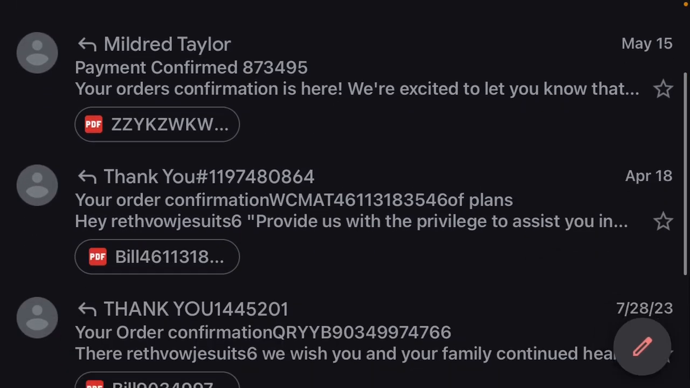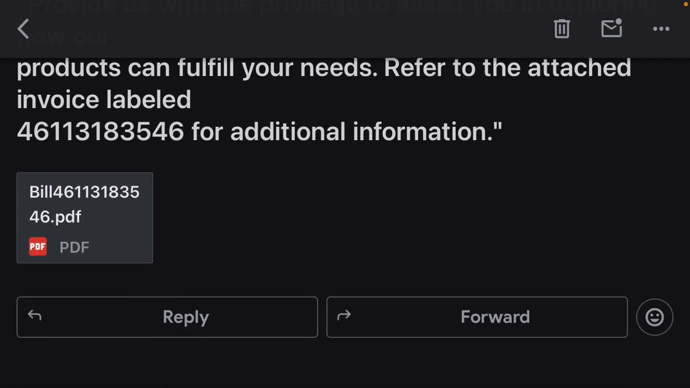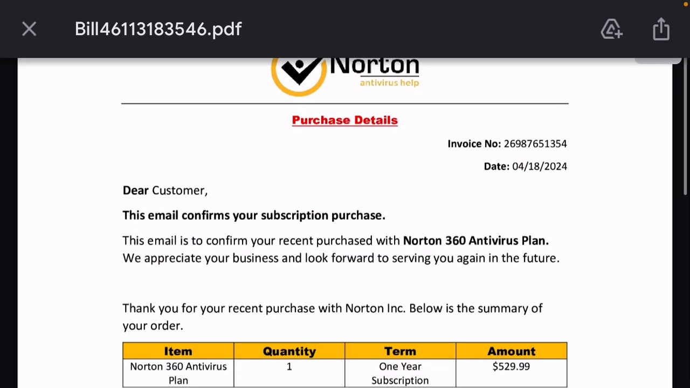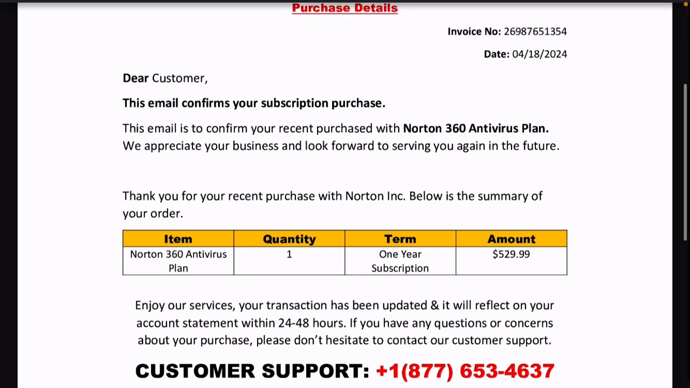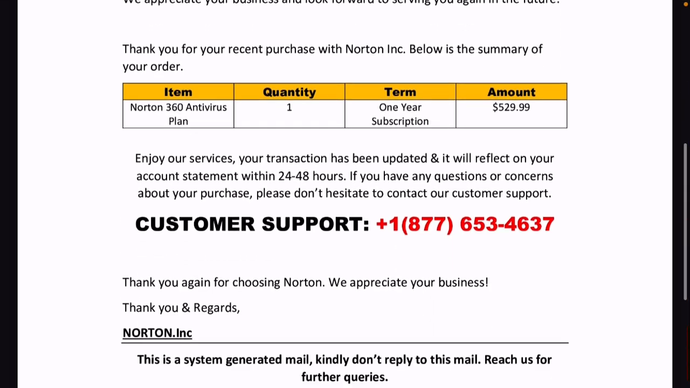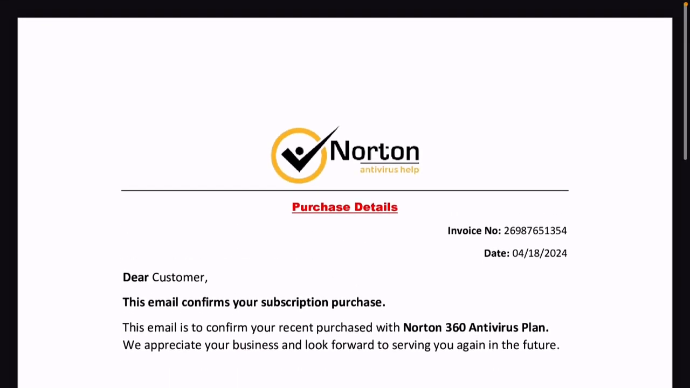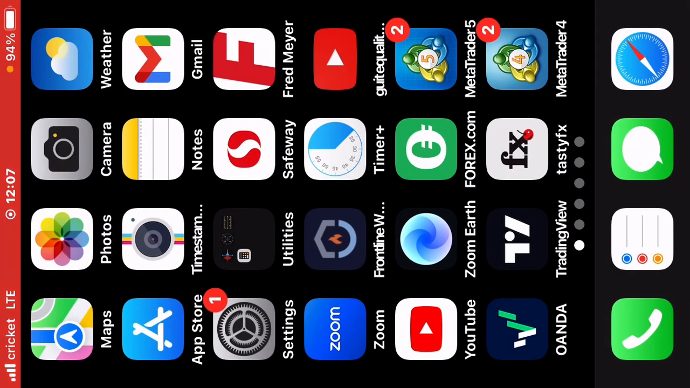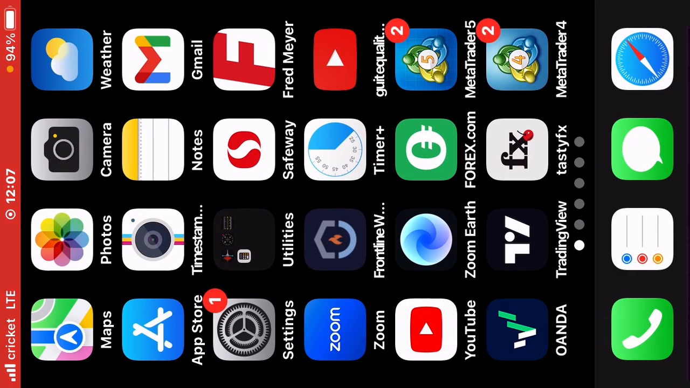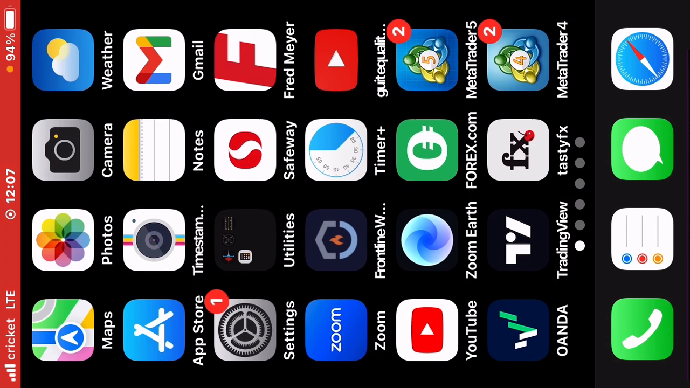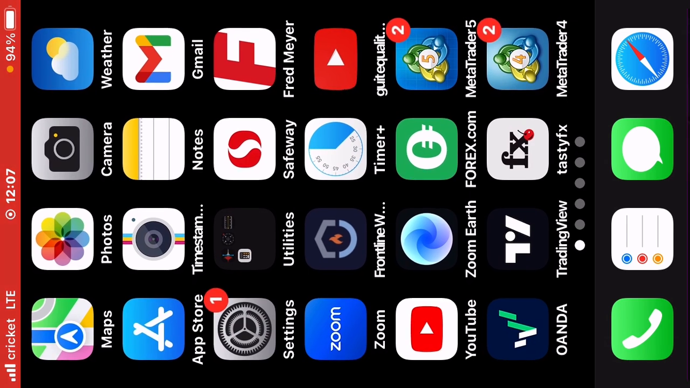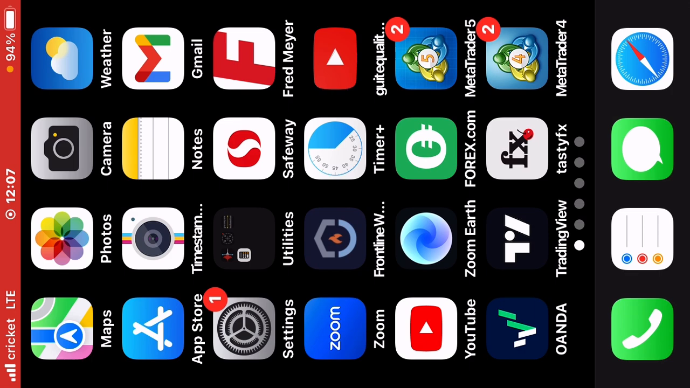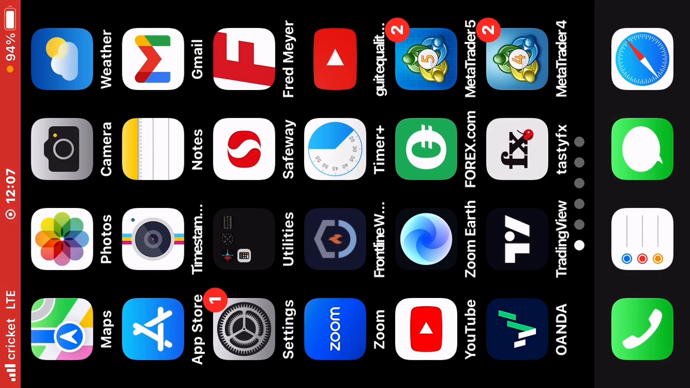And here's another one. Here's a different fake bill. This one's Norton. Thank you for your $529. But the brother hasn't cut the trade yet, so they aren't sending an email yet because it's not considered a, quote unquote, lost trade. It just hasn't been cashed out.